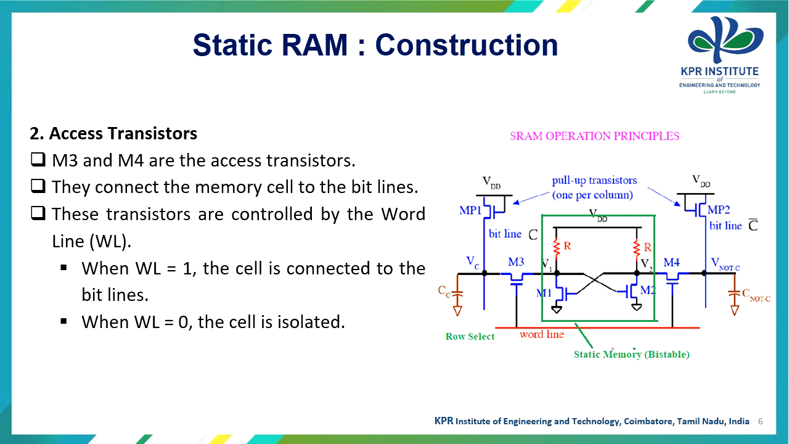The next part is the access transistor, where M3 and M4 act as access transistors. They connect the memory cell to the bit lines. These transistors are controlled by the word line, which we mention as WL. Whenever WL is equal to 1, the cell is connected to the bit lines. Whenever WL is equal to 0, the cell is isolated from the circuit.